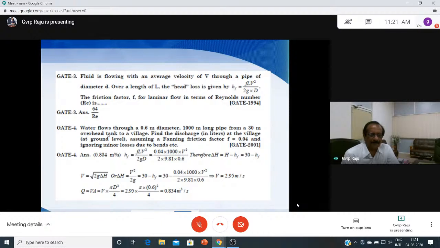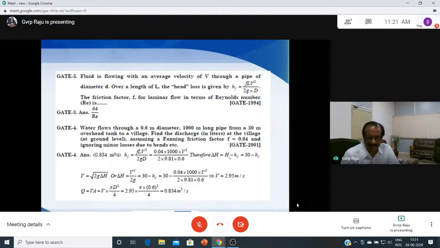So for the head available here, we have the equation hf is equal to f L V square by 2 g D. f is the coefficient of friction, 0.04, and L is the length of the pipe, 1000. V is the velocity, not known, 2g is 9.8 times 2, and the diameter is 0.6. Delta h means the head without losses. The total head available is 30 meters, and hf is the head loss due to friction.